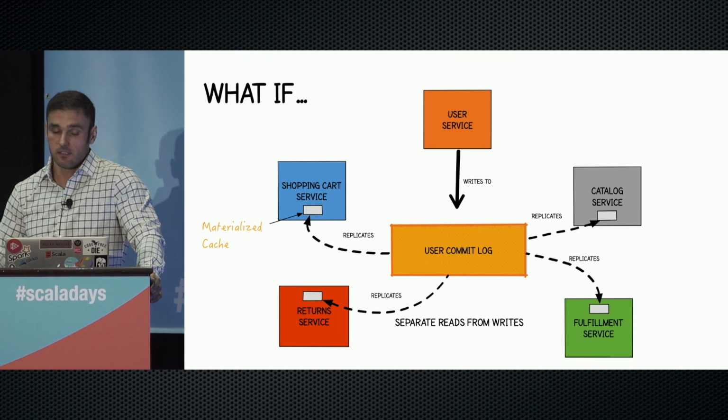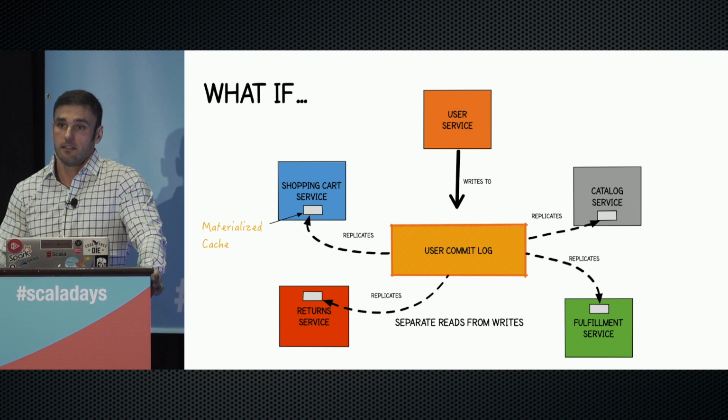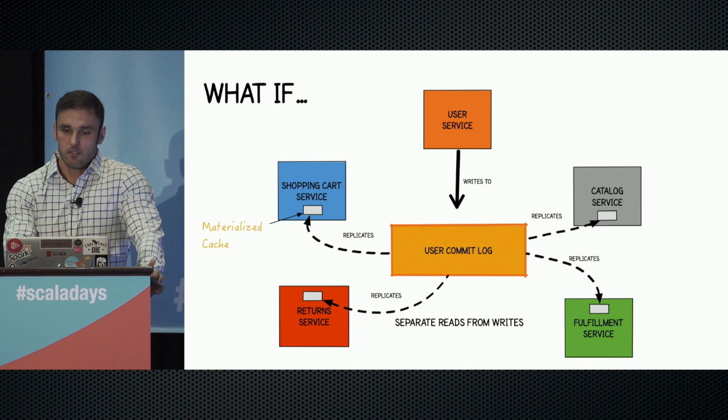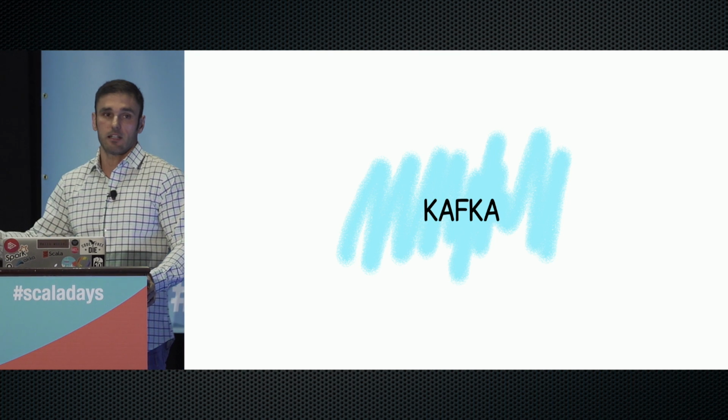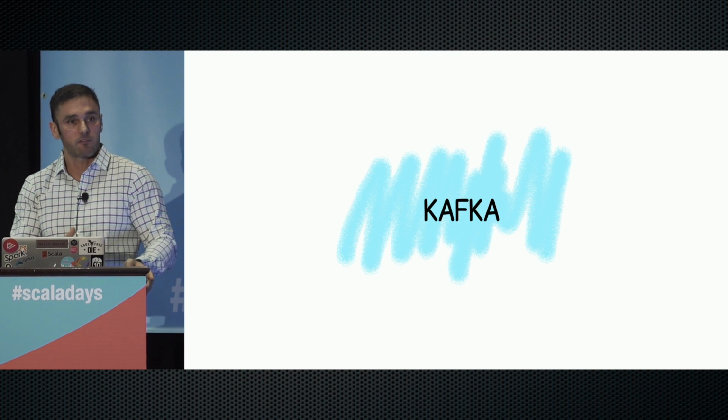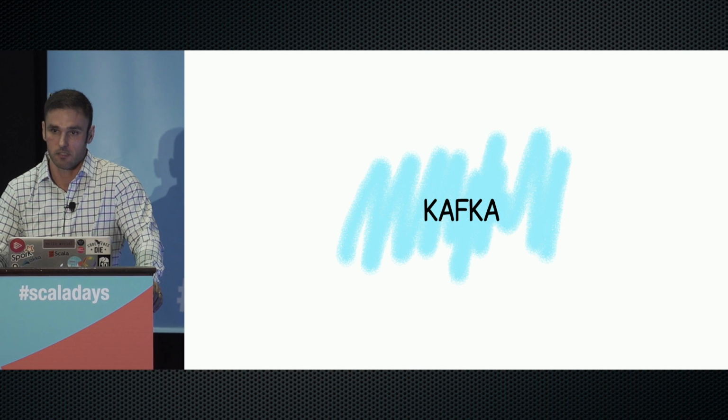And if you do it like this, since the shared state is only in the cache, data will not diverge. So let's talk about the log, right? What's the commit log? And for this, we're basically going to talk about Kafka. It's going to be a very specific conversation about Kafka, but it applies to other commit log systems as well.